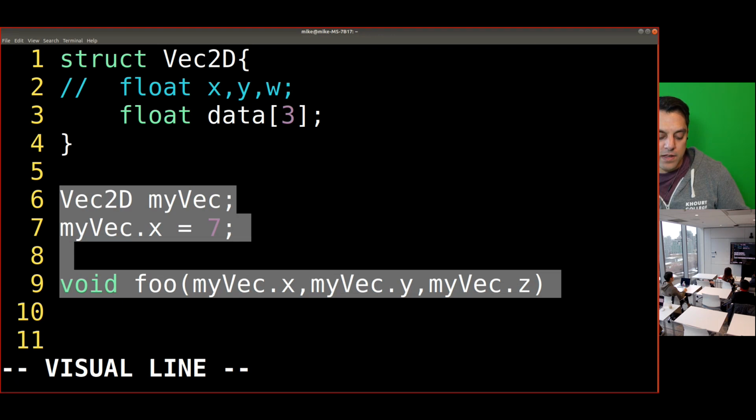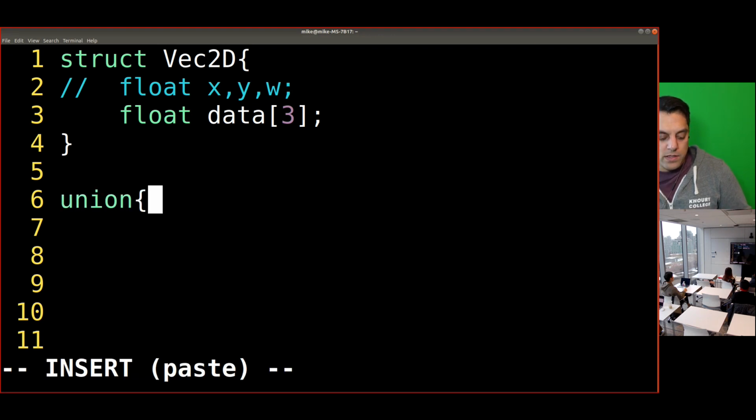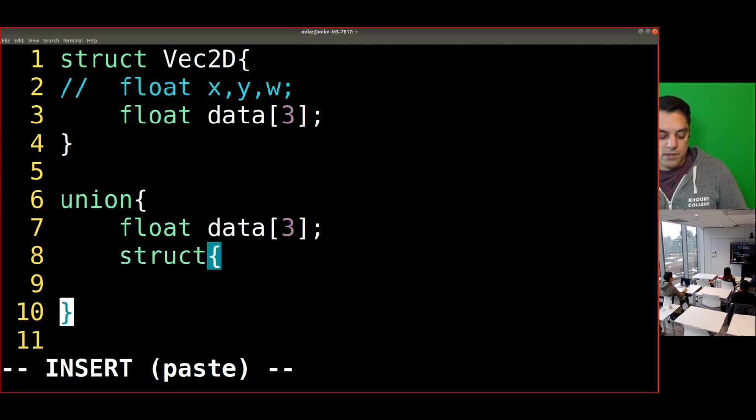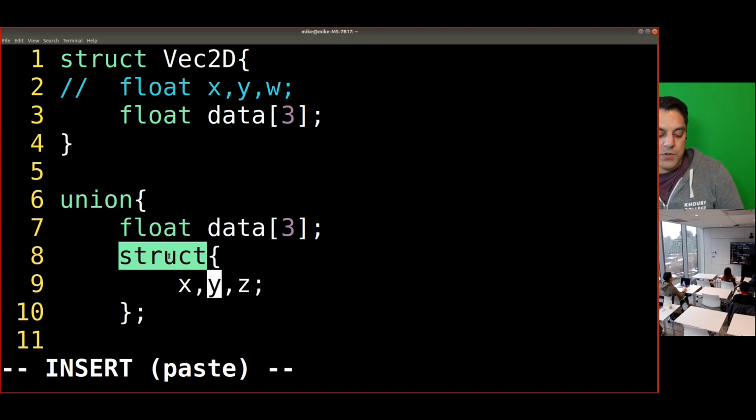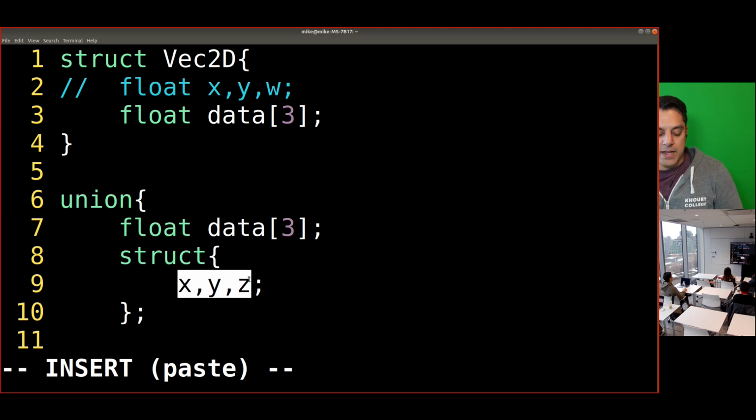Now again, what the union helps us do is take on one data type or the other. So either float data[3] or this structure that contains x, y, and z. If I don't give this struct a name, you don't have to, I guess is what I'm saying. So that might be something that's throwing things off a little bit. If I make it unnamed or anonymous in this way, I can just access it with x, y, and z just fine there.